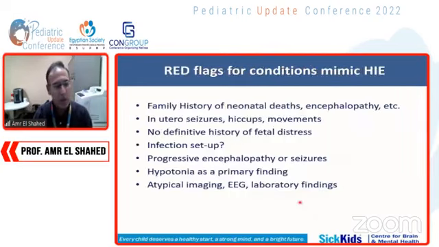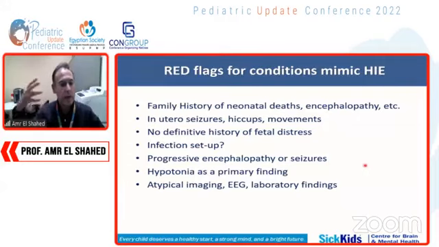On the last slide, I have to say what the red flags are that you should be considering in these cases. If you have a family history of neonatal deaths, or a family history of encephalopathy or neurological problems, this is something alarming that could be a metabolic or genetic condition. If the mom is reporting hiccups in the intrauterine course during pregnancy, seizures, abnormal movements, or lack of movements. No definitive history of fetal distress, like there was no sentinel event.